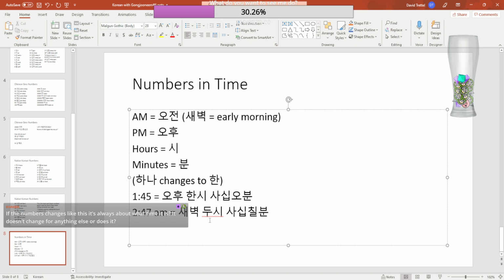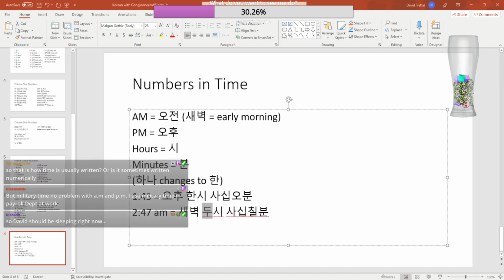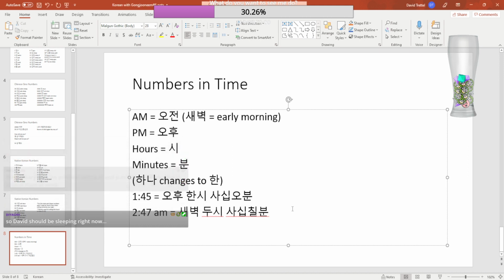So you can see that when we use native Korean for time, it does change. It doesn't change for anything else, only for time. If you use military time, it's different. That is how time is usually written, just in numbers. If you send a message to somebody, the way they'll write it would be like this: 7시 30분.